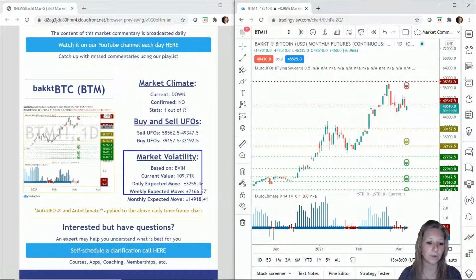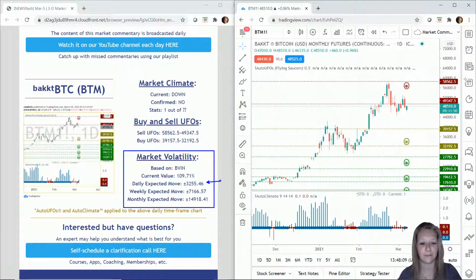Now, when it comes to volatility, we can see we'd expect to move up or down of 3,255.46 in one day. In a week, we would expect a movement up or down of 7,166.57. And in a month, we're looking at 14,914.41. Now, those are large numbers.